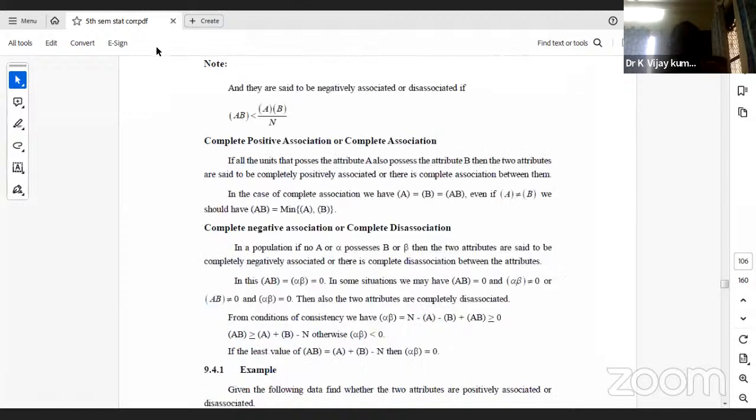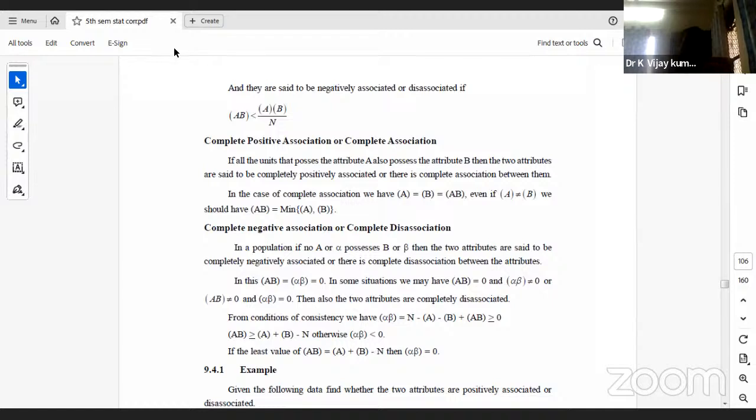Complete negative association, or complete dissociation. What is a negative association? If no member of A or alpha possesses B or beta, then the two attributes are completely negatively associated, or completely dissociated; both words mean the same. If AB is equal to 0 and alpha beta is not equal to 0, or alpha beta is equal to 0 and AB is not equal to 0, then the two attributes are completely dissociated.